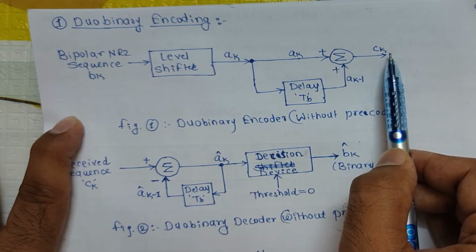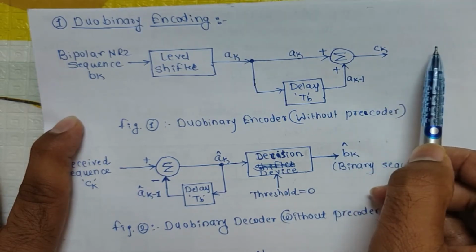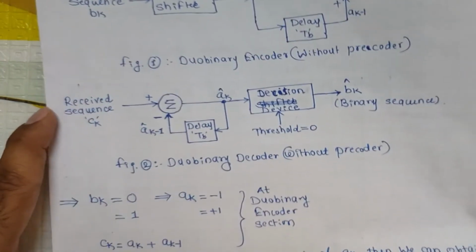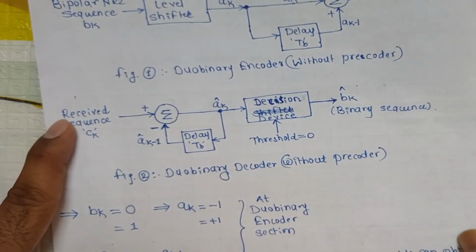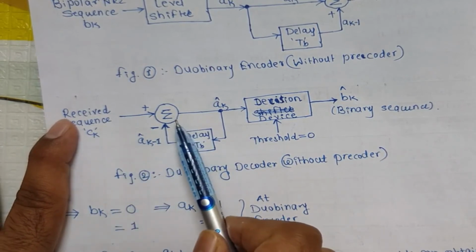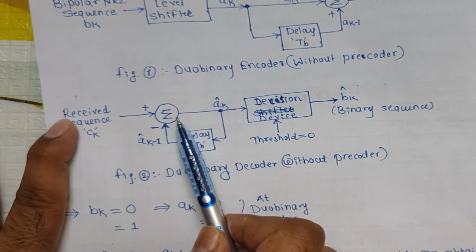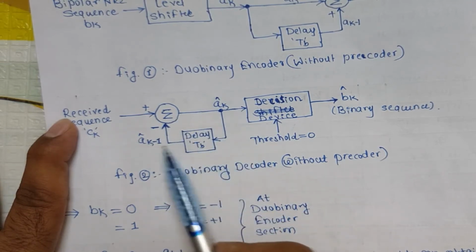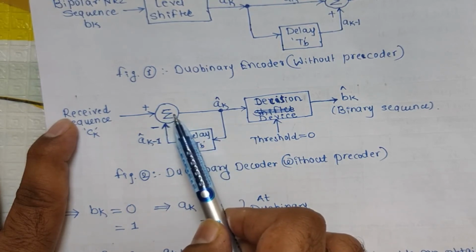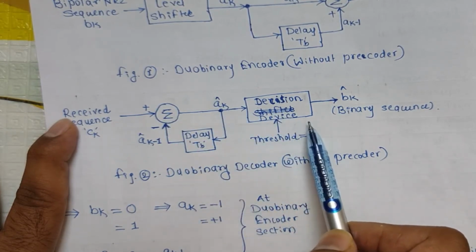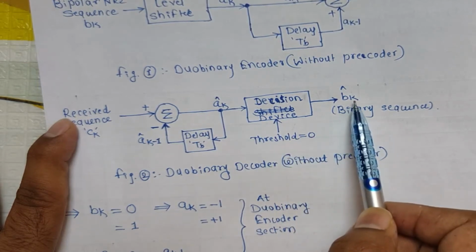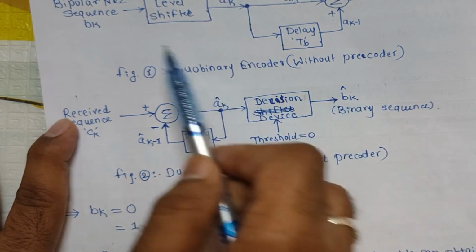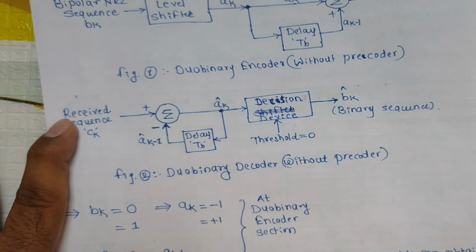Now this output will have to be transmitted to the decoder, to the receiver side. So here it comes to the received sequence. Now this received sequence we can give to the adder, or I would say subtractor, where the other input is nothing but the delayed version of the output of this subtractor, and then the final output we can give to the decision device, where we are setting some threshold level and we are getting the final output, that is bk cap. However, this output must be equal to the input of the duobinary encoder that we have transmitted as an input sequence.